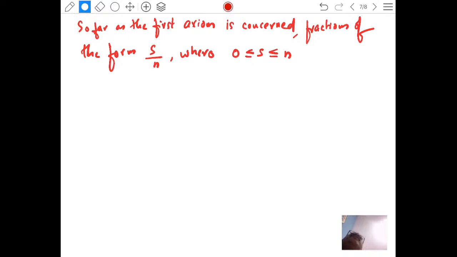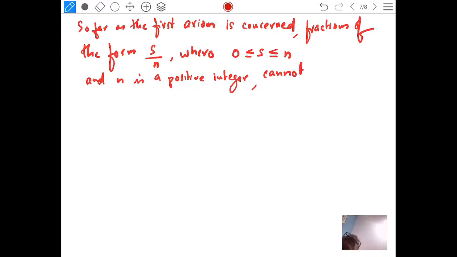Okay, and n is a positive integer, cannot be negative or exceed 1.